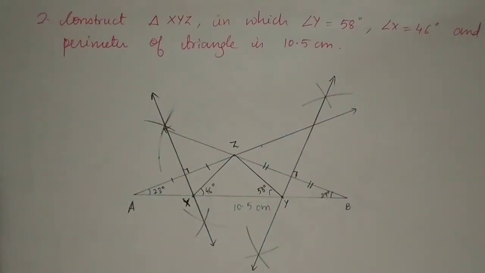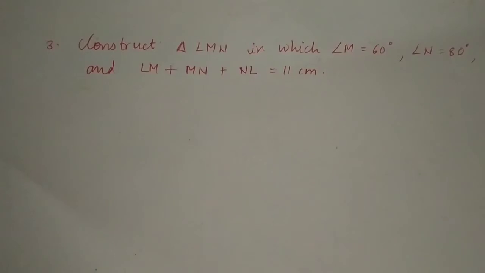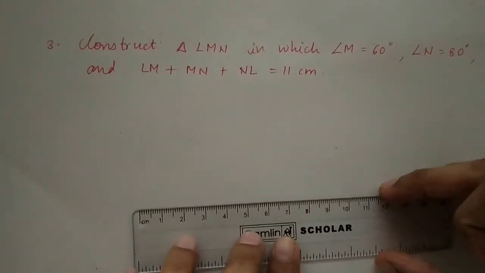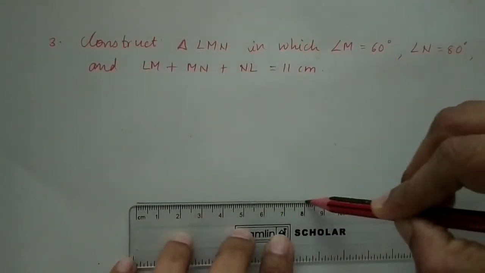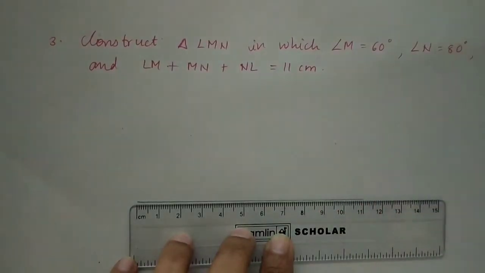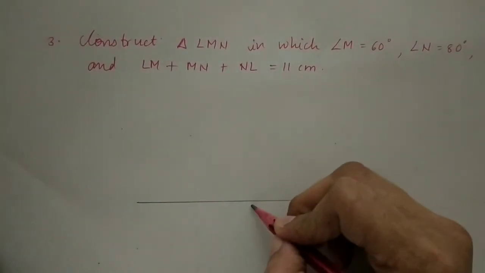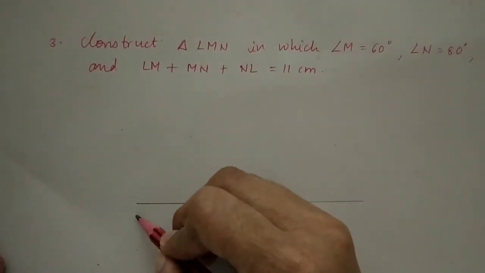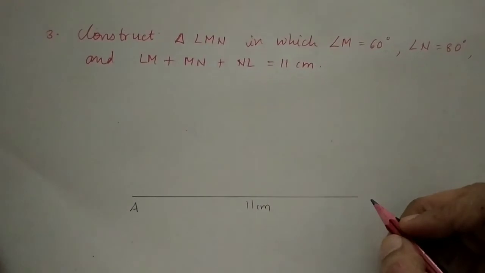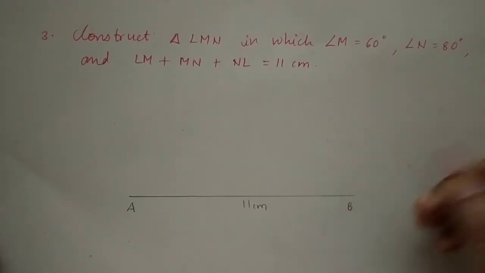Okay, now let us move towards the third question. So let us start with the third sum. So as always, we'll be drawing the base, which is 11 centimeter. So let us do that using the ruler. So this is the base of 11 centimeter. Okay, we'll name it by some other letters, say A and B.